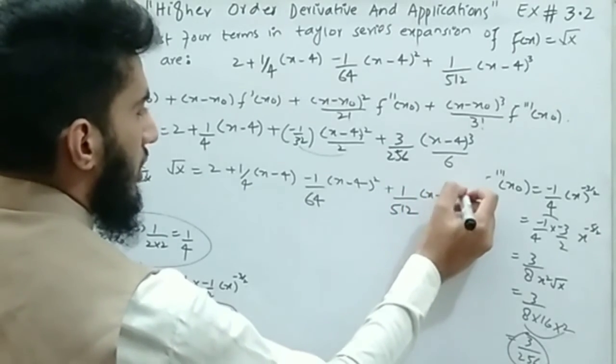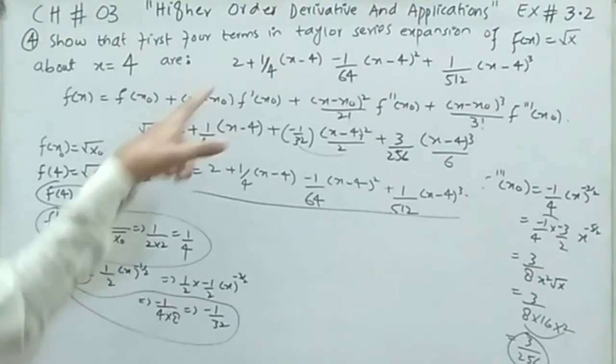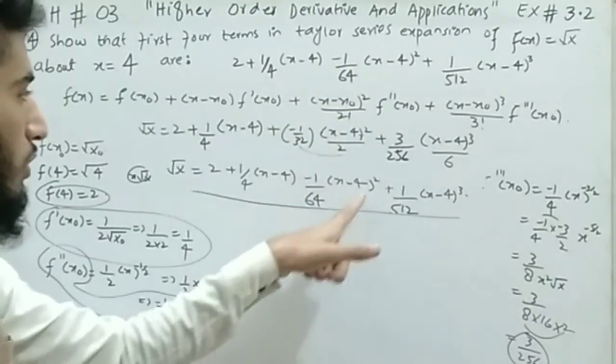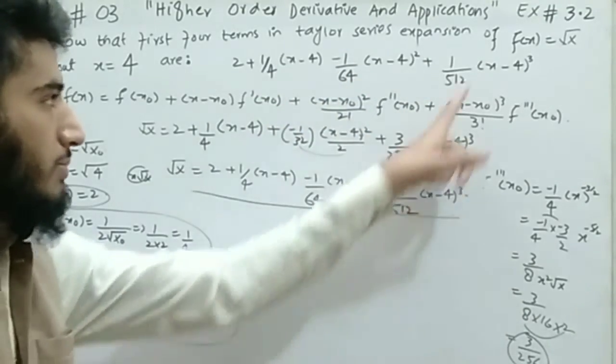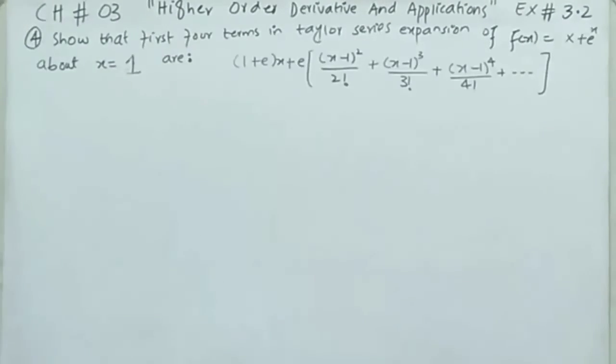So these are the required 4 terms that we are going to show: 2 plus 1 over 4 into x minus 4, minus 1 over 64 into x minus 4 whole square, plus 1 over 512 into x minus 4 whole cube. So this is the required proof for part number B. Now move to the last part, number C, of Taylor series expansion.